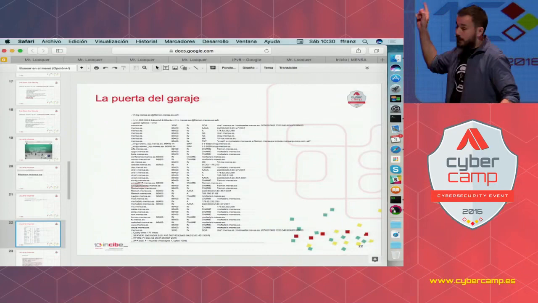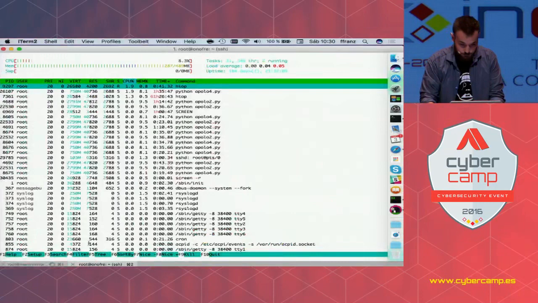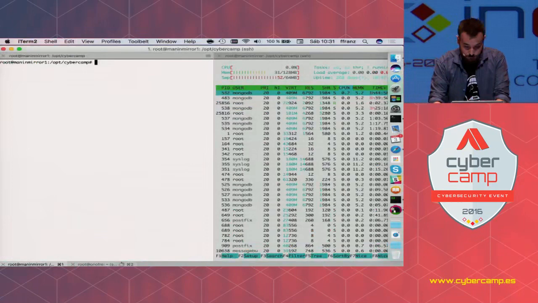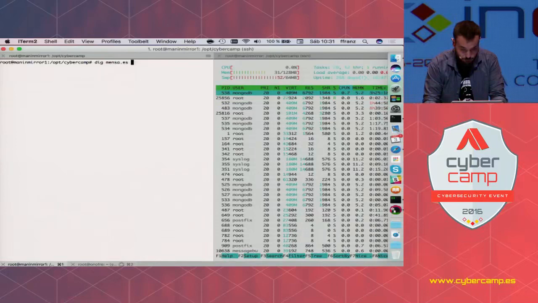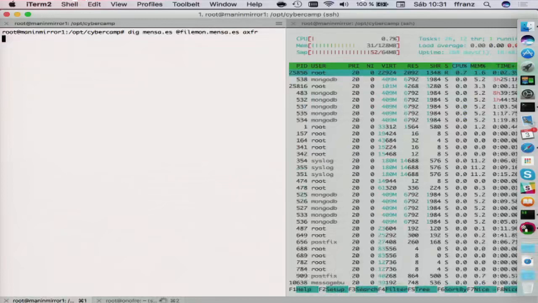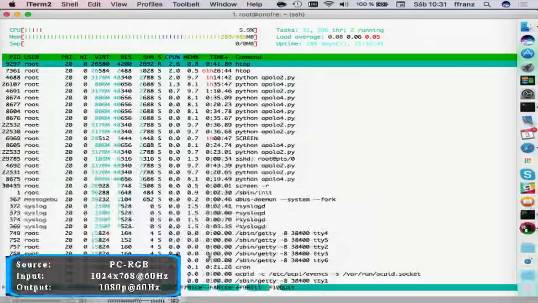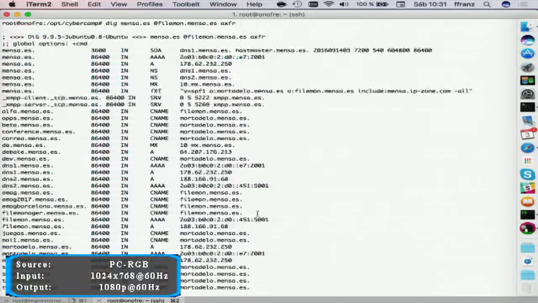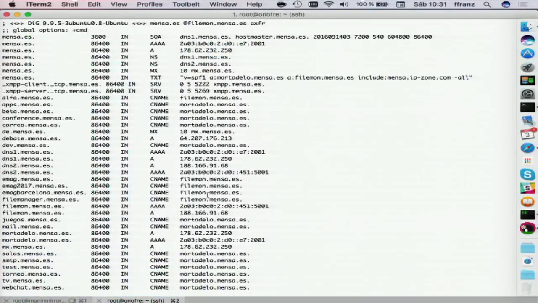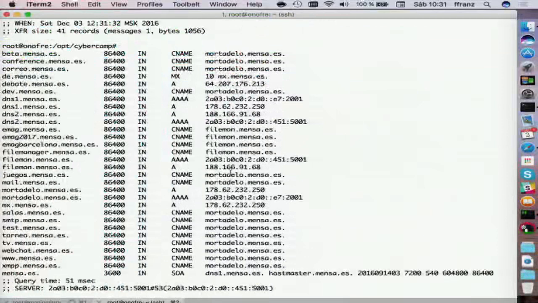So therefore, this command here, if I call Mensa and we ask philemon.mensa.es, and then we say AXFR, which is the command for the zone transfer, okay, here it is. But it is returning all the logs, all the registers that are being used on the DNS.